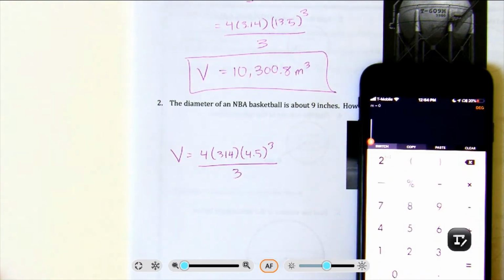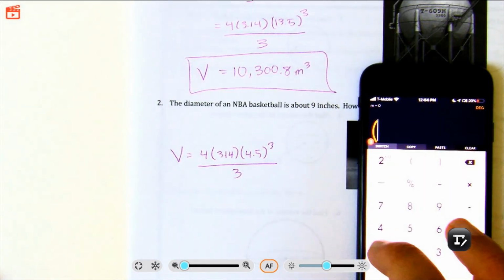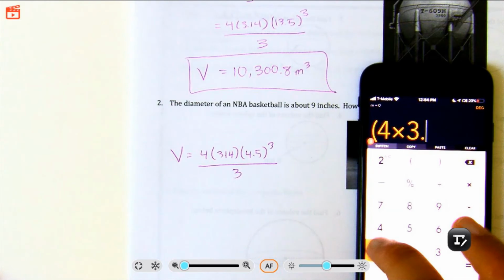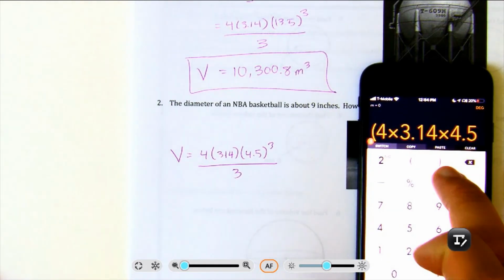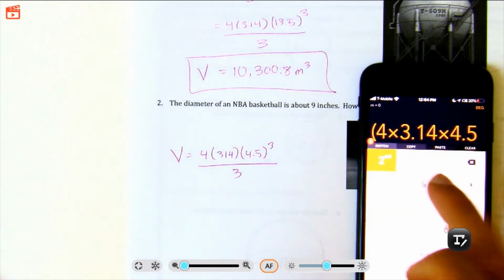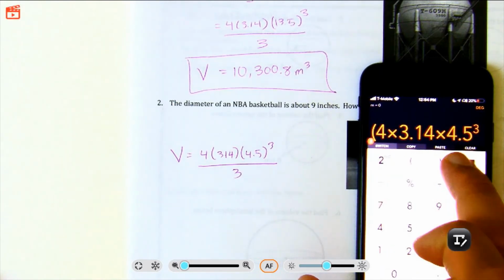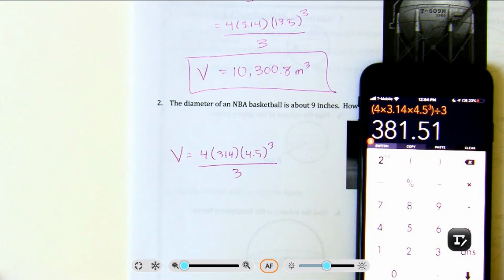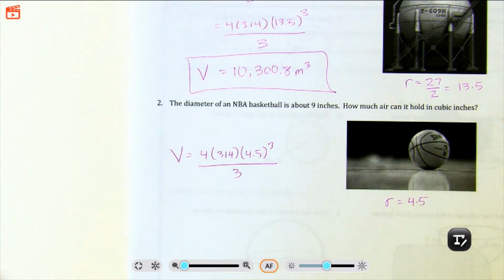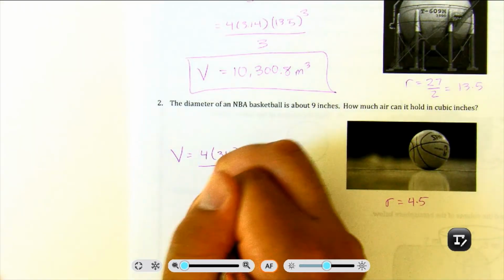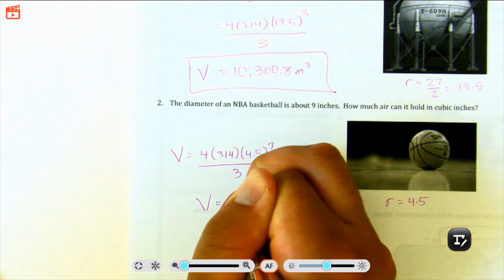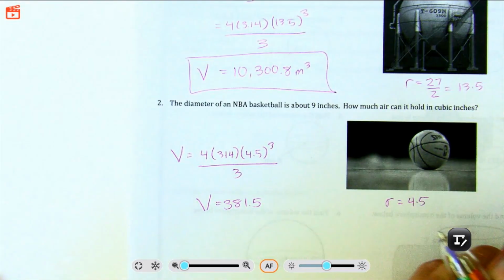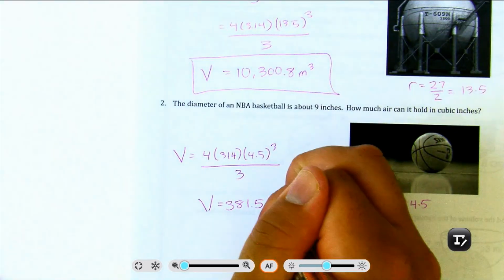So 4 times 3.14 times 4.5 cubed divided by 3 gives me 381.5 cubic inches, so inches cubed.